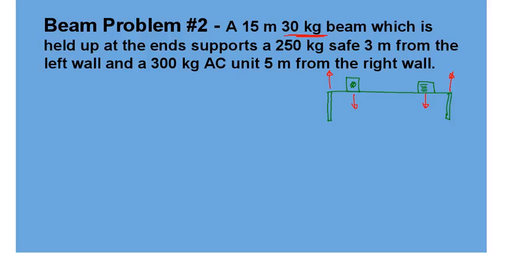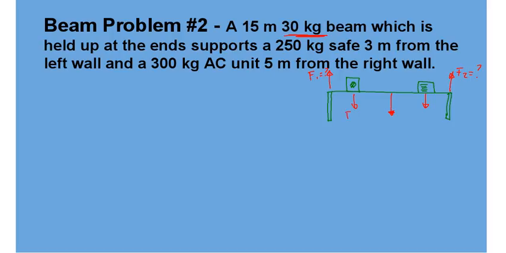All of the beams that we do will be uniform beams. They're not tapered. They're not concrete on one side and wood on the other. They're uniform. That means that the weight acts dead smack in the center right there. And so, if I call the left-hand wall F1 and the right-hand wall F2, those are the two things that I'm looking for in this problem.